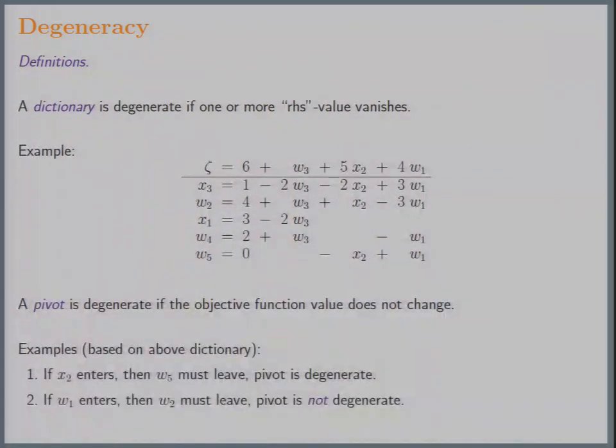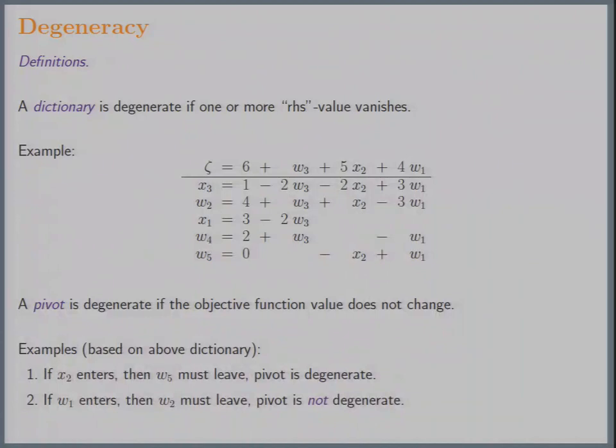See, so that's kind of a bad thing. I want x2 to increase. I'm trying to increase my objective function 6 to something larger, and nothing changes if I do this pivot with w5 and x2. I can do the pivot. I can rearrange the equations and put x2 here and w5 here, but the objective function won't change. Now that's a degenerate pivot.